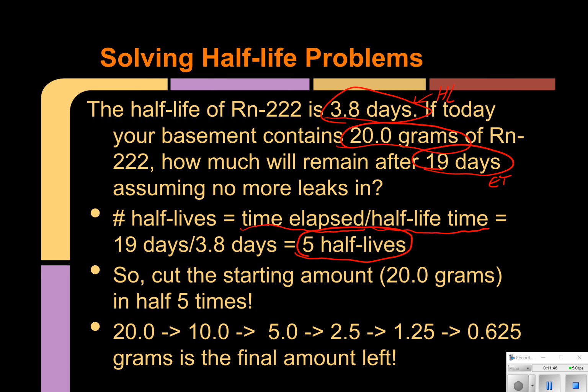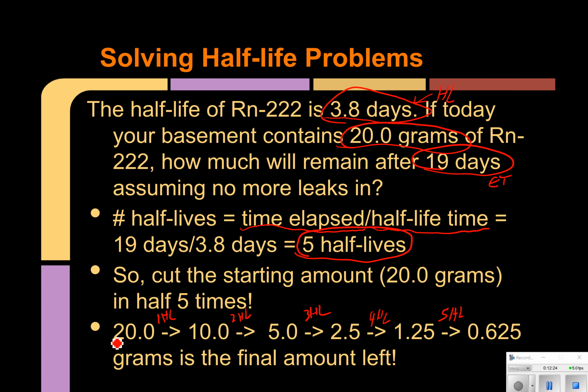So in order to figure out how much is remaining of that 20 grams after 19 days, we know that the 20 grams is going to undergo 5 half-lives. So we cut that starting amount, 20 grams, in half 5 times. And I like to put this right over the arrows because it helps keep me organized in my head. This is 2 half-lives, 3 half-lives, 4 half-lives, and 5 half-lives. And I always put that over the arrow, which is separating one amount from the other, indicating that a half-life has to go by in order to cut the amount in half.